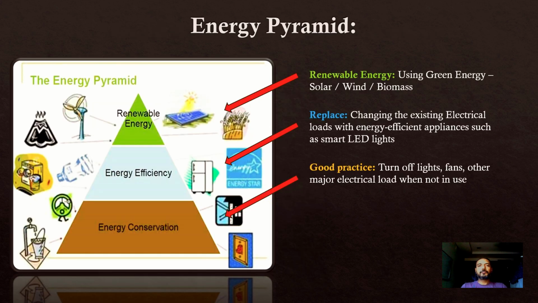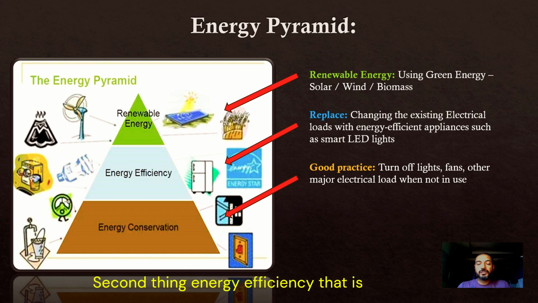Now let's understand the energy pyramid. Before jumping into understanding and controlling energy efficiency, there are three things which we need to know. So how can we control it? There is energy conservation at the baseline of the pyramid, which is very important for us to know. It is good practice: turn off the lights, fans, and other major electrical loads when not in use. This all comes under energy conservation, right?